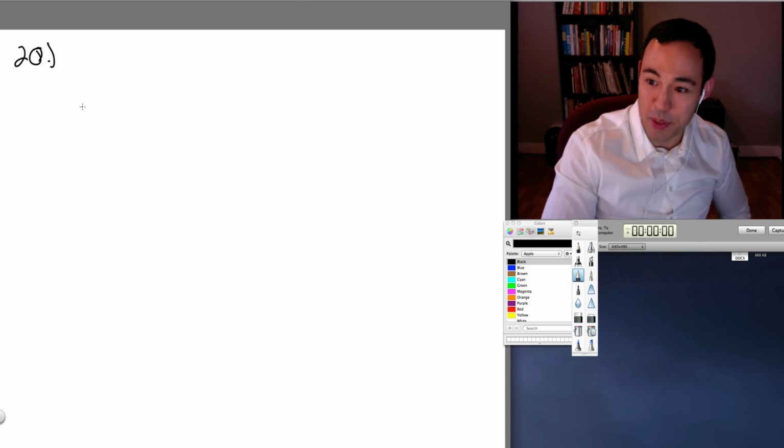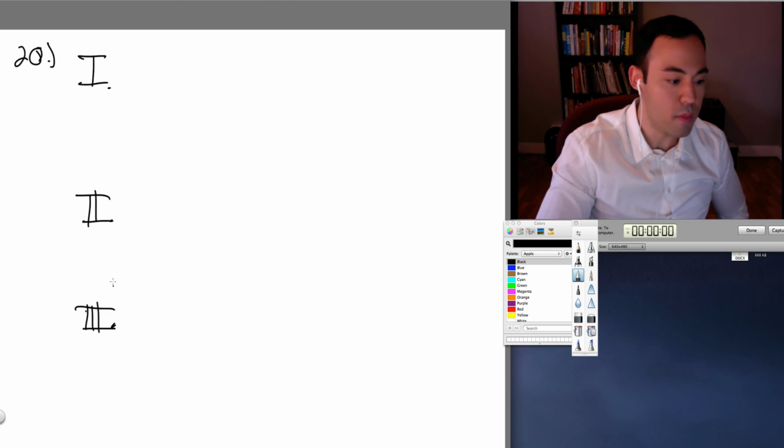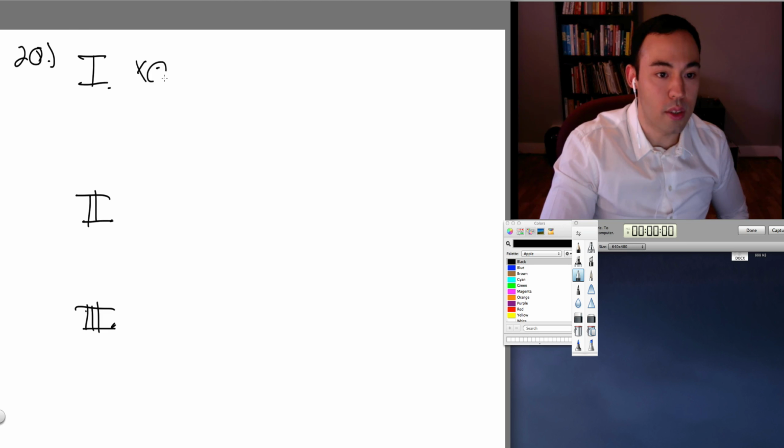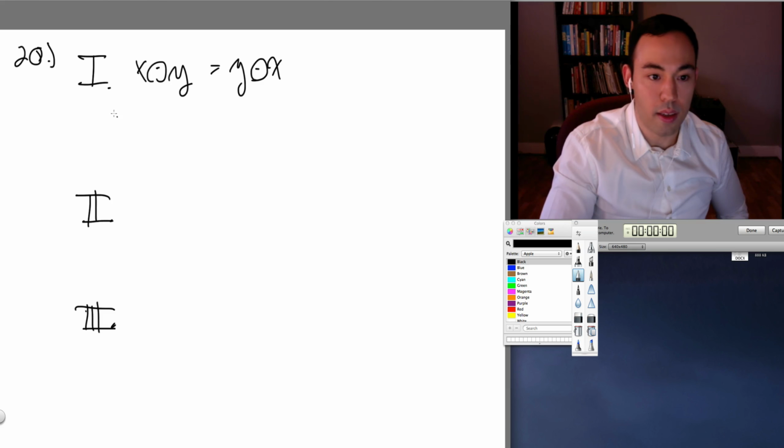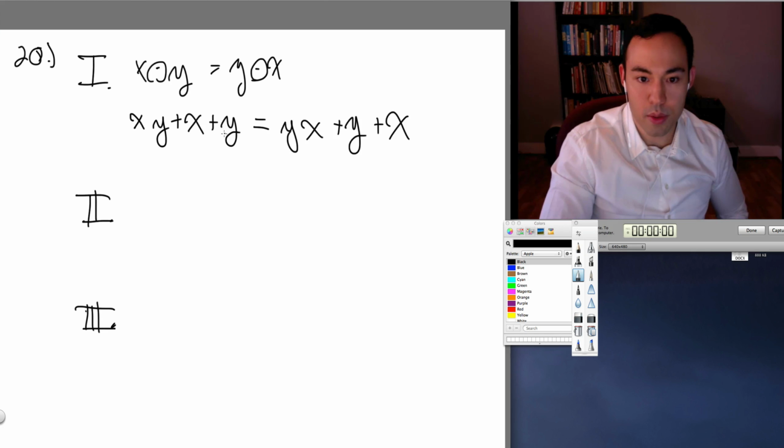Let's go ahead and actually do this problem now, the donuts. Whenever I have these Roman numeral condition problems, I like to break them down one by one. Okay, so x donut y is equal to y donut x. This is xy plus x plus y, and that equals yx plus y plus x. Are these things really equal?